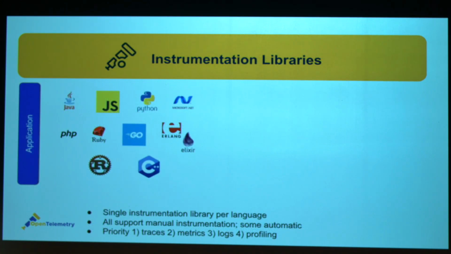As I mentioned before, instrumentation libraries are an implementation per language. The idea here is you can install a single thing into your application, depending on your language, and you can get all of the telemetry data. You don't need a different instrumentation library for traces or metrics or logs. The goal is to provide a single solution for all.